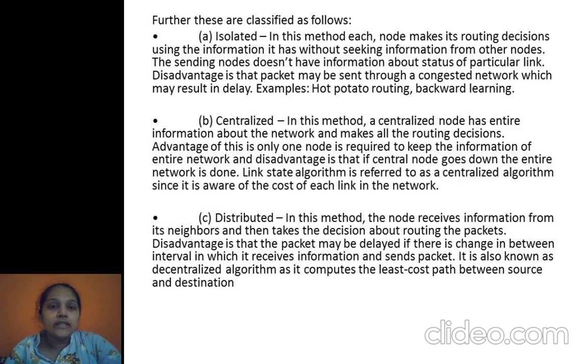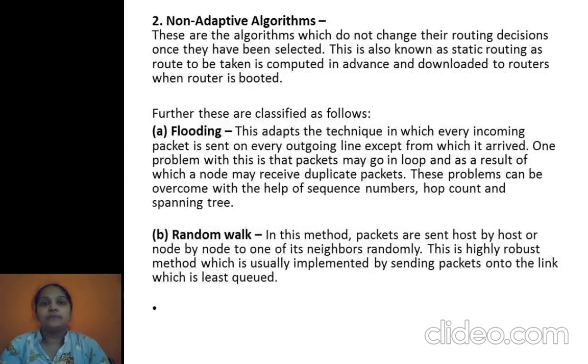The disadvantage of the distributed algorithm is that a packet may be delayed if there is a change in the interval between when the node receives the information and when it sends the packet. It is also known as the decentralized algorithm, because the node should get the information from the neighbor's node, and it takes some time to calculate the information.